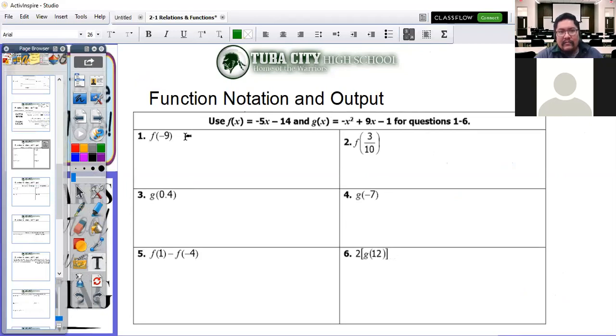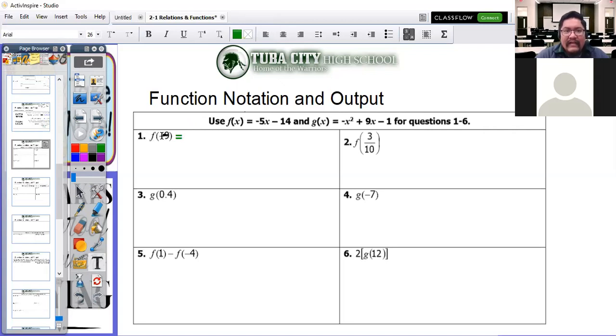And here I have some more of them. With this one here, I'm going to be using f of x equals negative 5x minus 14. And for g of x, if I see a g, I'm going to have to use this equation, which is negative x squared plus 9x minus 1. And I'm going to go ahead and start evaluating it.